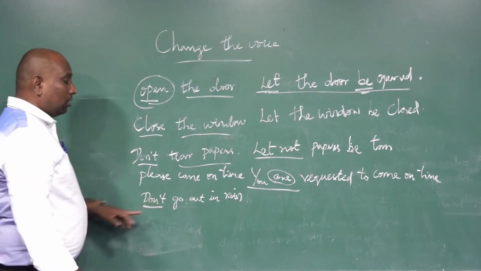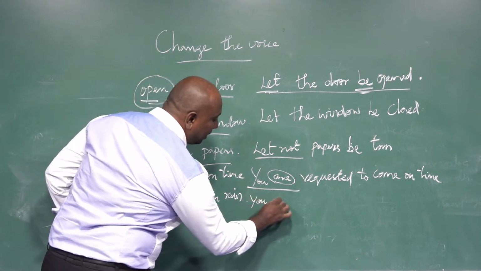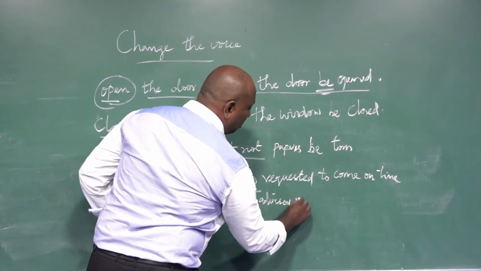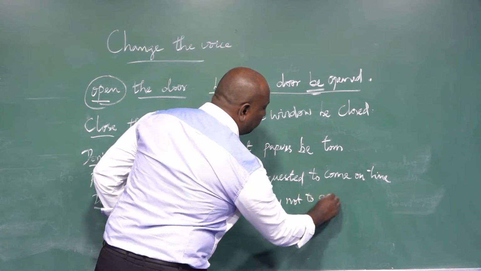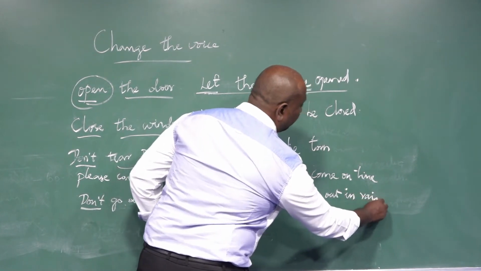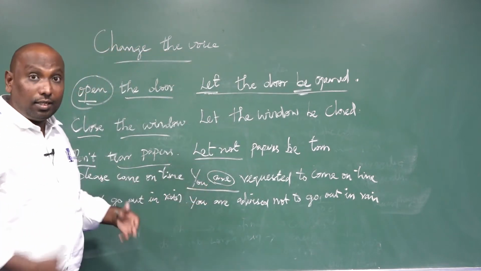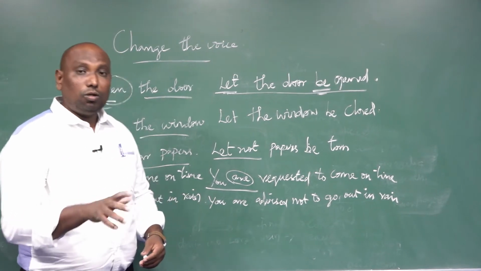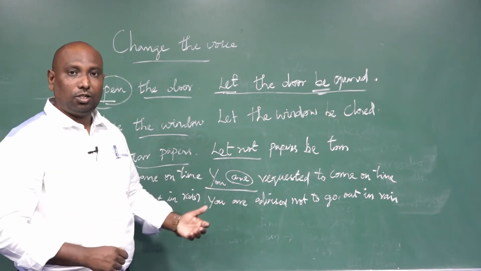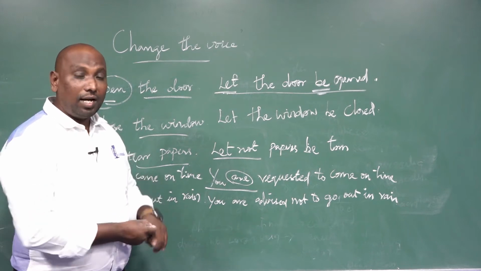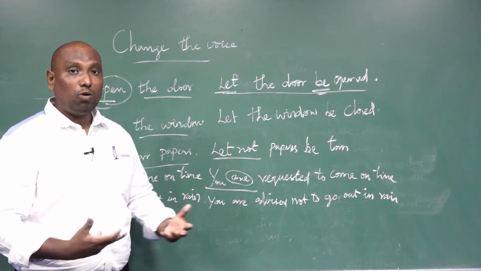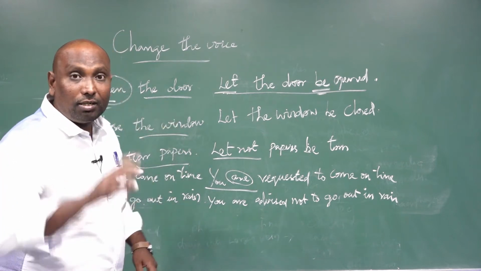Here, don't go out in rain. So, you are advised. The same way we have to write it because it is advice. You are advised not to go out in rain. So it can be a request, advice, suggestion or command. For a command, you are ordered. Close the tap. So, you are ordered to close the tap. So it should be written like this: you are advised, you are requested, you are ordered, you are commanded. So we have to write like this. This is changing imperative sentences from active into passive voice.